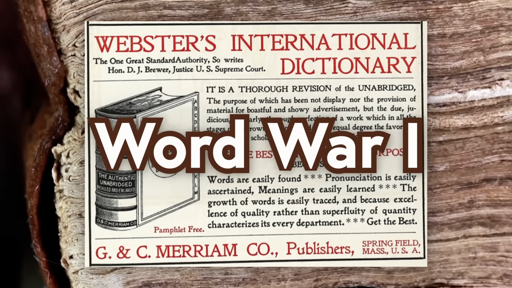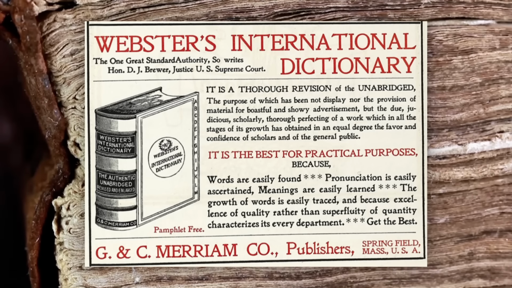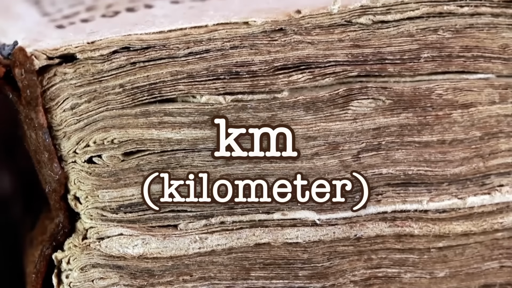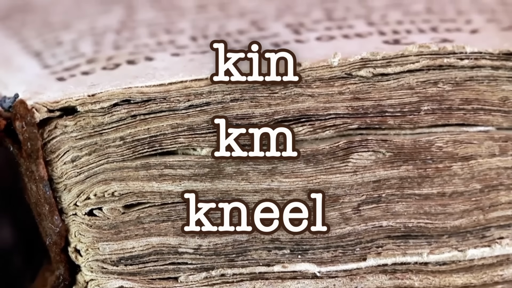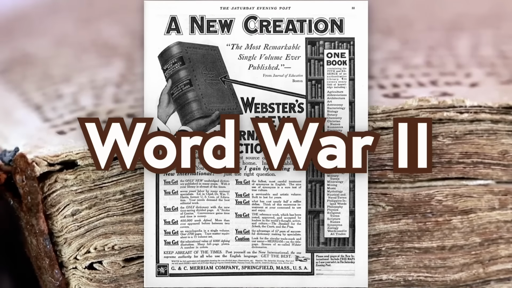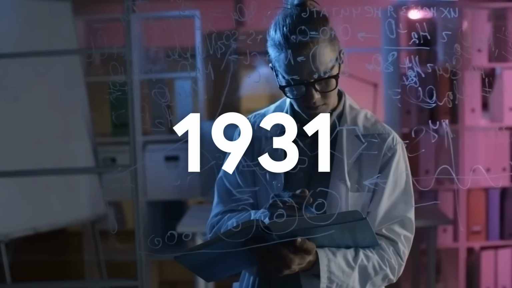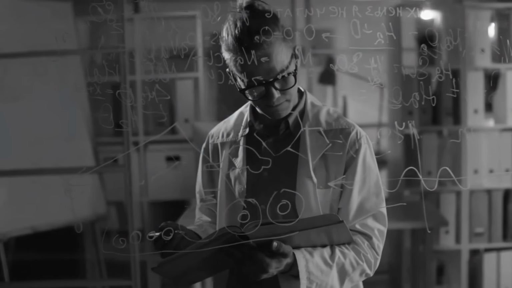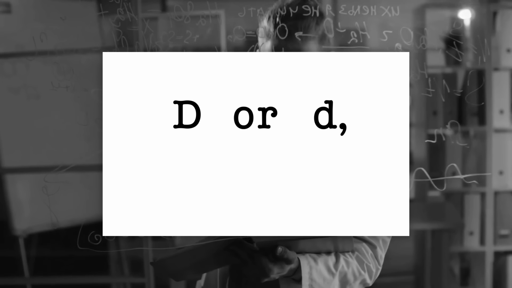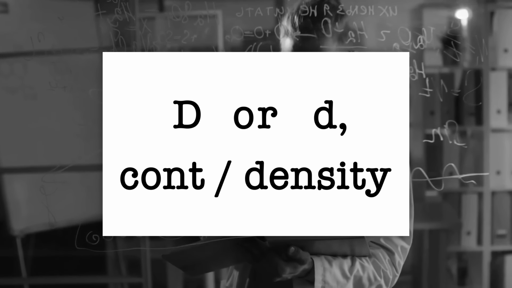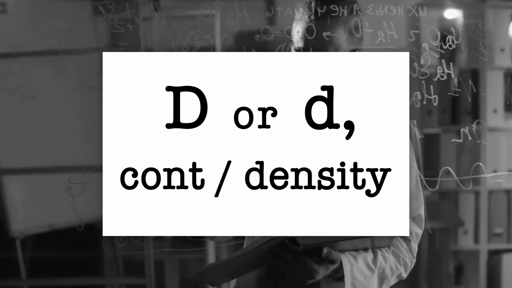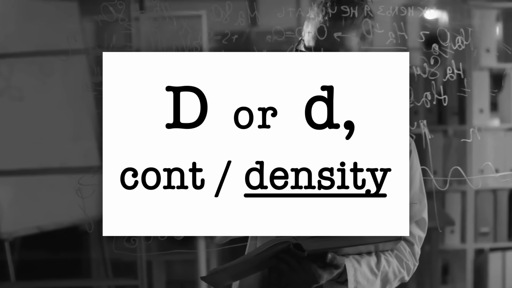So what happened? Well, Webster's first edition, or Word War I, used to include abbreviations as their own words. For example, km for kilometer would be its own entry between kin and Neil, but in 1931, for the second edition, World War II, the Willy wordsmiths decided to move abbreviations to their own section in the back of the book. One fine 1931 day, Webster's chemistry editor sat in a black and white room, because color hadn't been invented yet, and wrote up a 3x5 card that read D or D cont/density, meaning to communicate that either uppercase D or lowercase d were both abbreviations for density in chemistry.